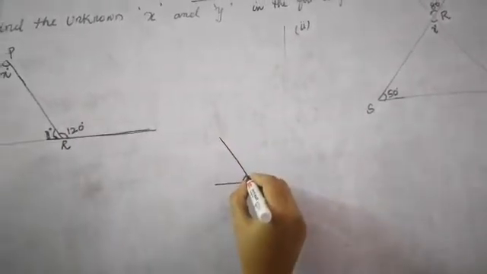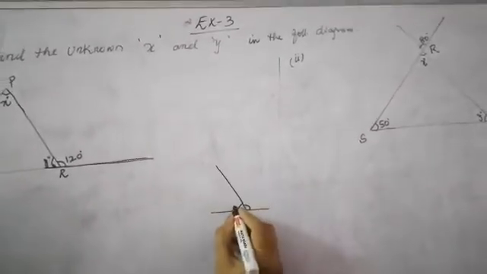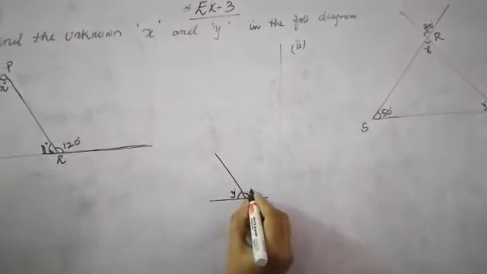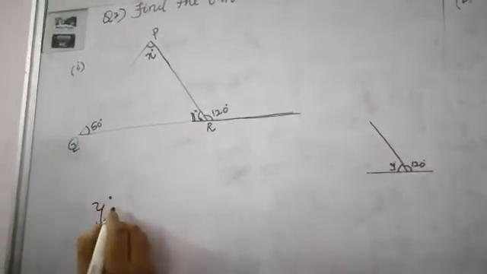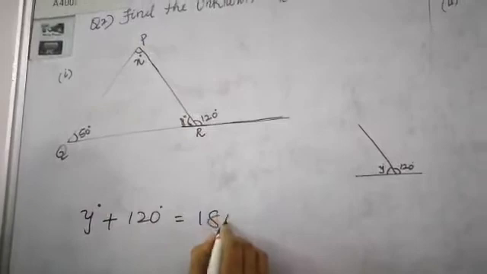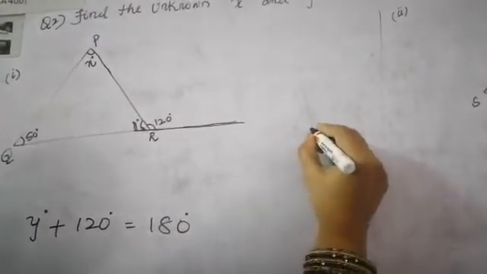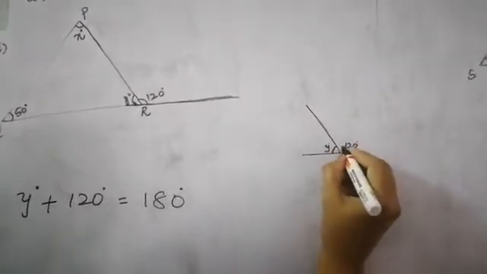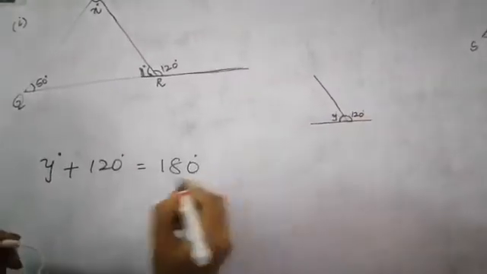Observe this figure. Common vertex and common arm. So it is a linear pair. So what is this equal to, children? First of all you have to find this y value. Y plus 120 degrees is equal to 180 degrees because they have a common vertex and a common arm. So they are in a linear pair.